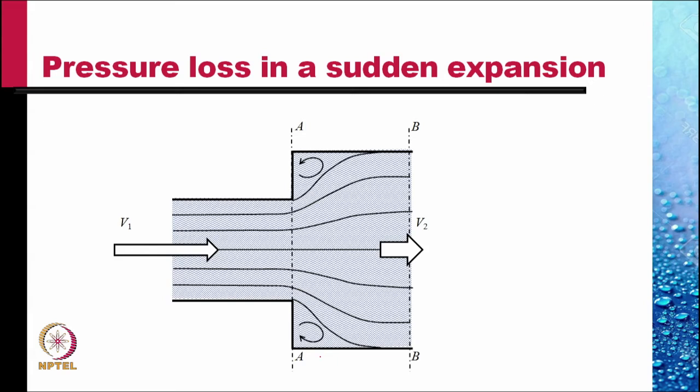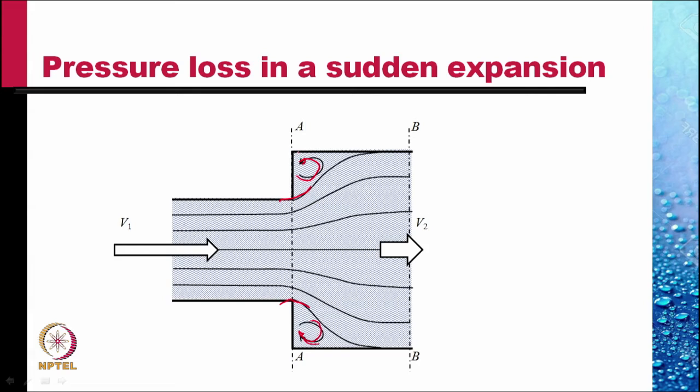In this example, we try to find out the pressure loss in a sudden expansion. We discussed in an earlier lecture that as a liquid flows in a pipeline with a sudden expansion of the diameter of the pipe, the flow separates at these locations, and the eddy is trapped in this dead water region, an annular dead water region.